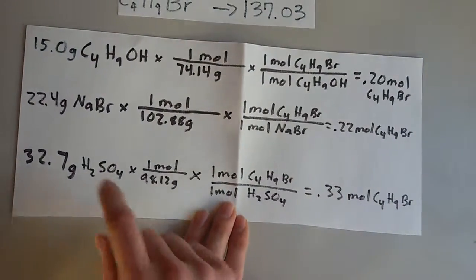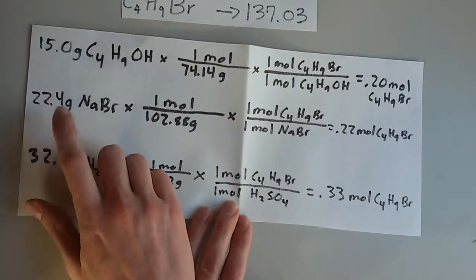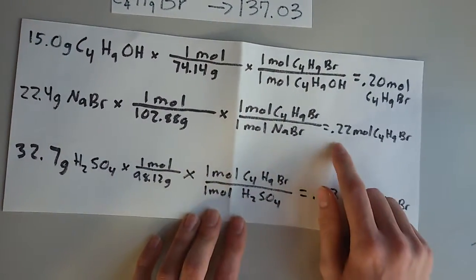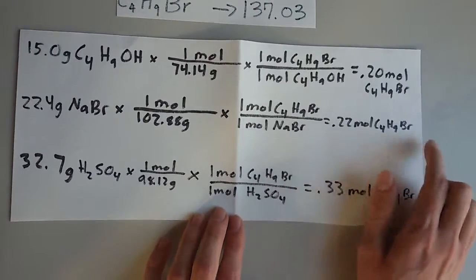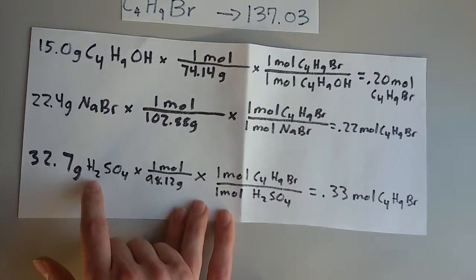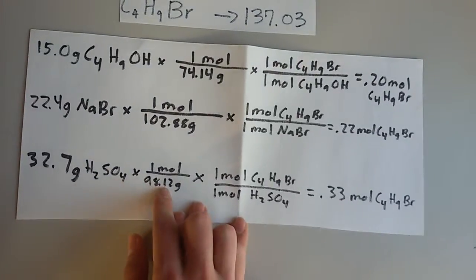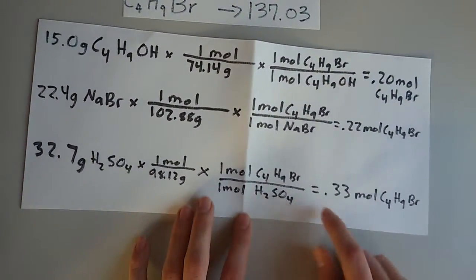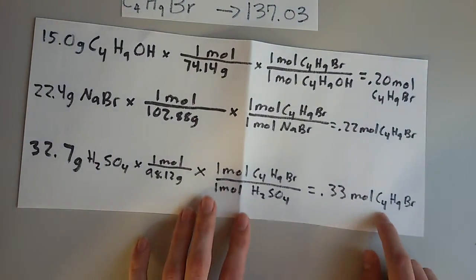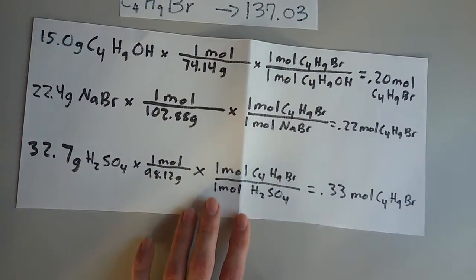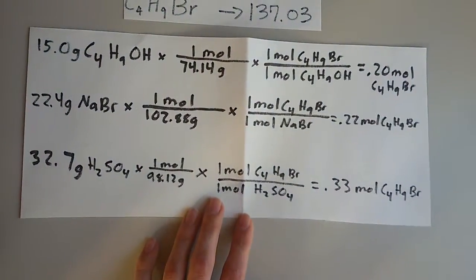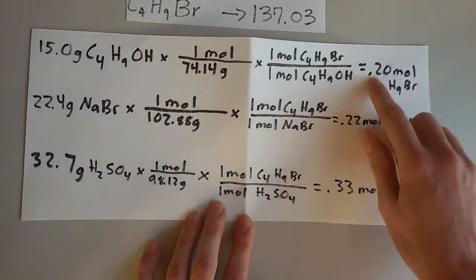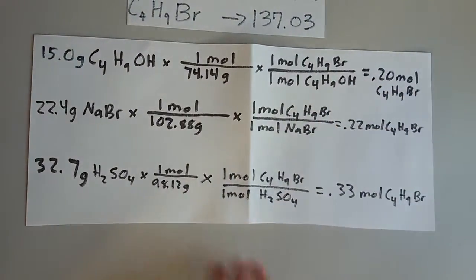Then we do the same thing for all of them. We do how many grams we're given. We divide by the molar mass times our mole ratio. This one we get 0.22 moles of C4H9Br. And then we do that also for H2SO4. Divide by the molar mass, cancel out grams, cancel out our H2SO4, leaving us with 0.33 moles C4H9Br. So, this tells us what our limiting reactant is. Our limiting reactant is the one with the lowest amount, and this one is our lowest amount.